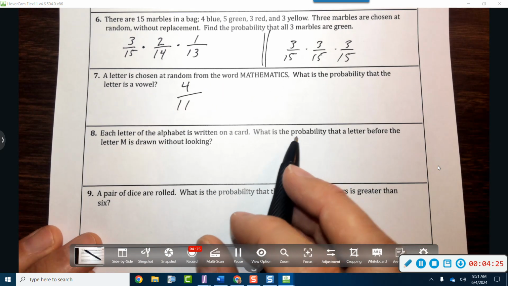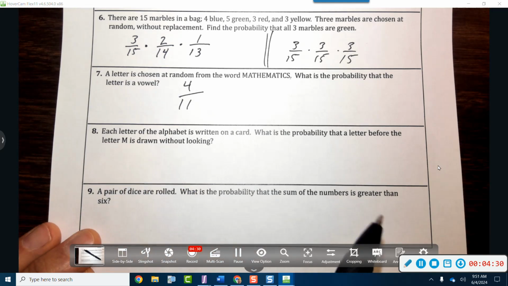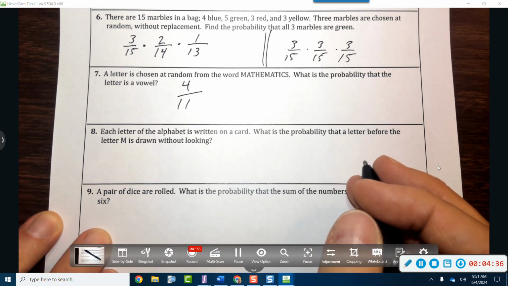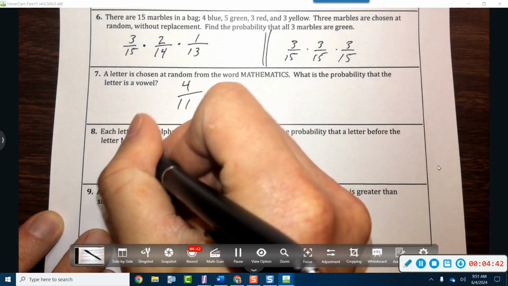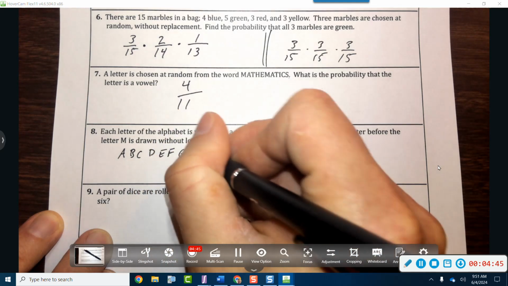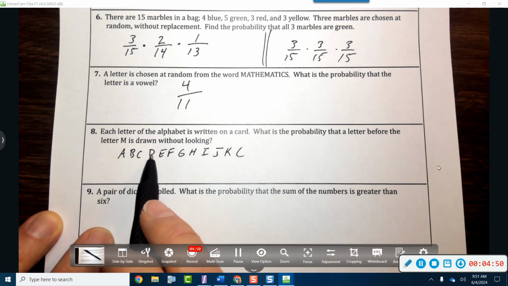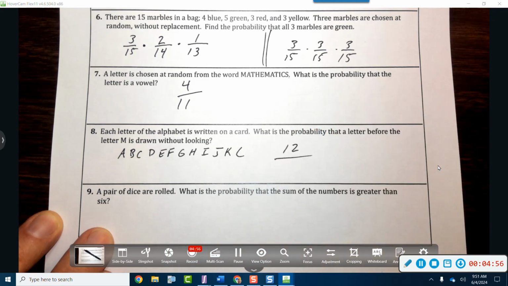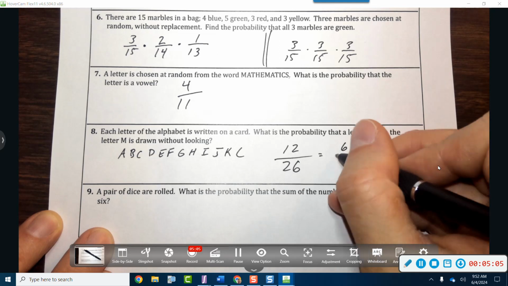What's the probability that a letter drawn without looking is less than M in alphabetical order? Well, let's think. You've got A, B, C, D, E, F, G, H, I, J, K, L. That is 1, 2, 3, 4, 5, 6, 7, 8, 9, 10, 11, 12, so there are 12 possibilities. M is the 13th letter. So you've got 12 out of 26 possibilities, which reduces to 6 out of 13.